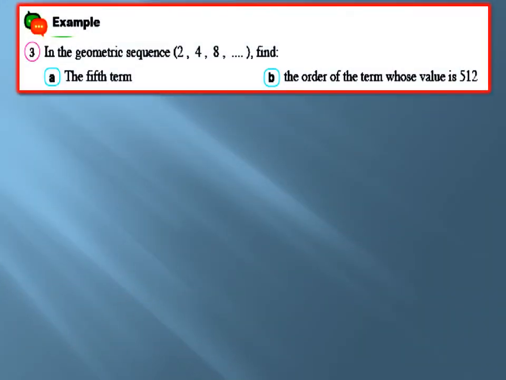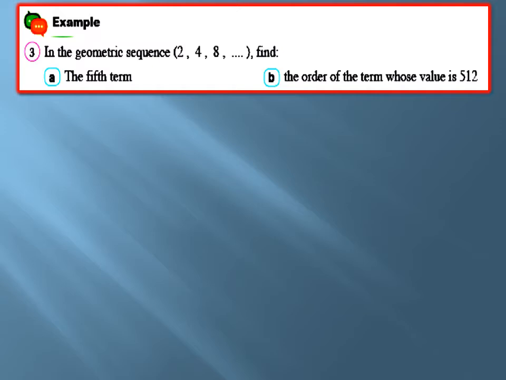Now, let us solve. Look at this example. In the geometric sequence 2, 4, 8 and so on, find A, the fifth term, and B, the order of the term whose value is 512. What is the difference between the order of the term and the value of the term?